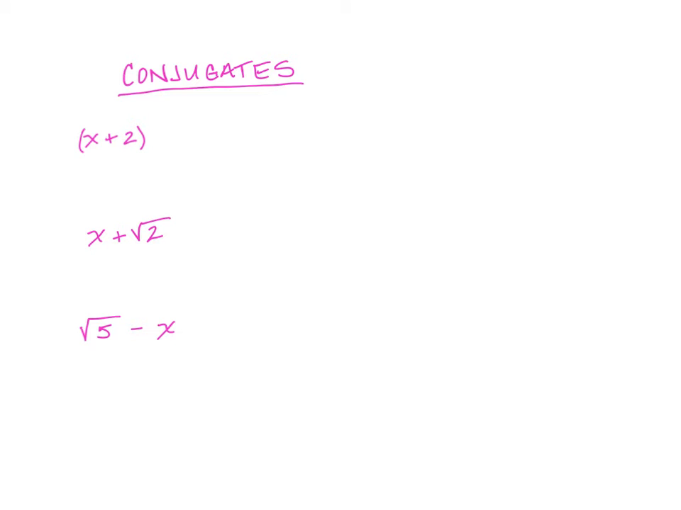Now, the other issue that can arise is that instead of just a single radical in the denominator, you can have a binomial. And so what do you do in that case? Just multiplying by a single radical will not fix the issue. So we need to talk about something called a conjugate. Conjugates are binomials that are identical in every way except the sign separating the two terms.